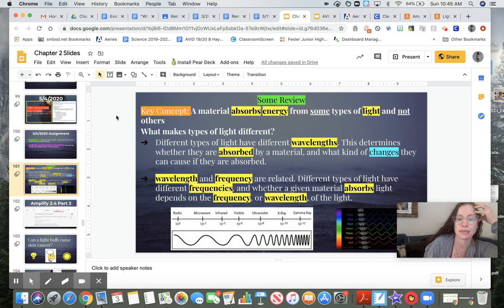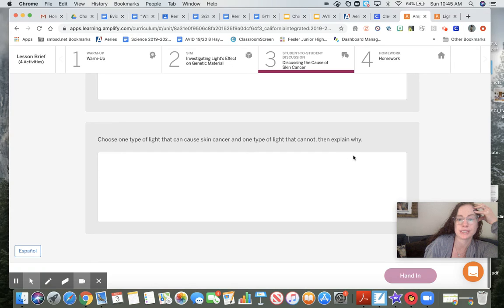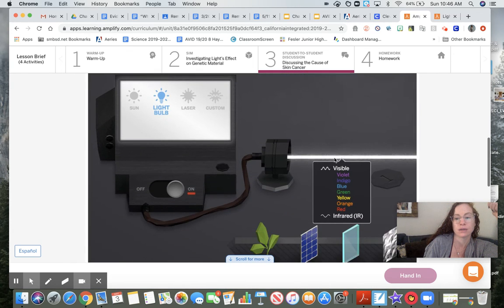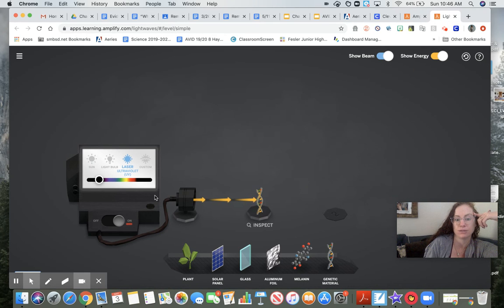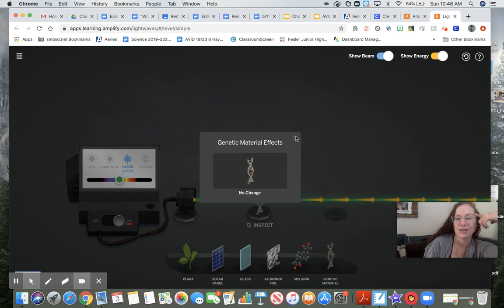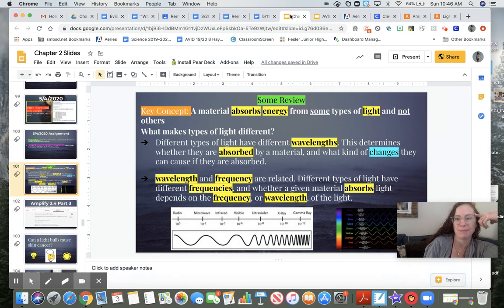Okay, then the next question, choose one type of light that causes skin cancer and one type that does not and explain why. So we've already learned what causes skin cancer, hopefully. So why does that cause skin cancer? And then pick one of the other types of light here that didn't cause skin cancer and explain why. So remember what's going on here, right? The ultraviolet goes in and stays, whereas if I change it to green light, it goes through and we don't get any change. So why does this happen?